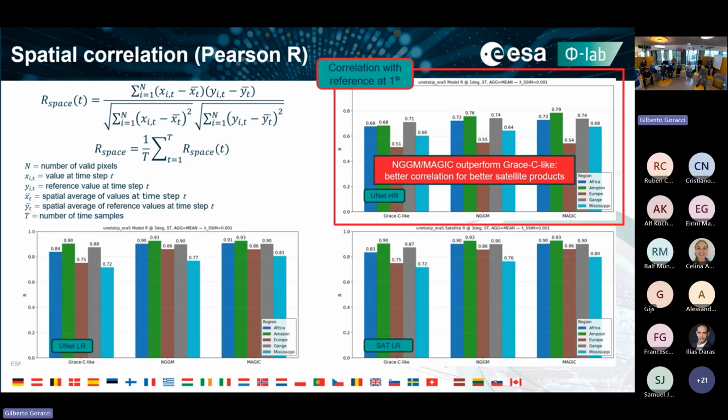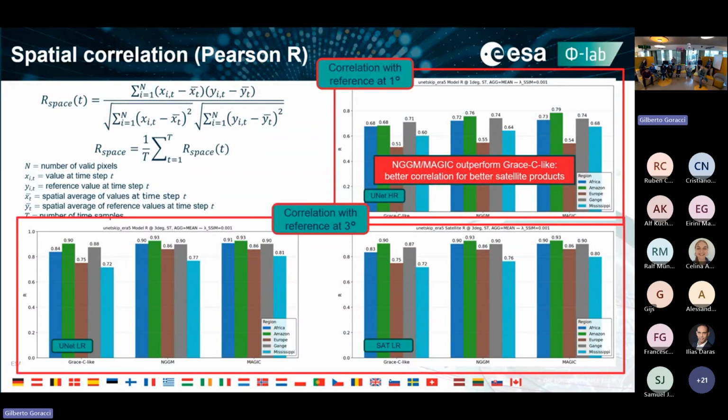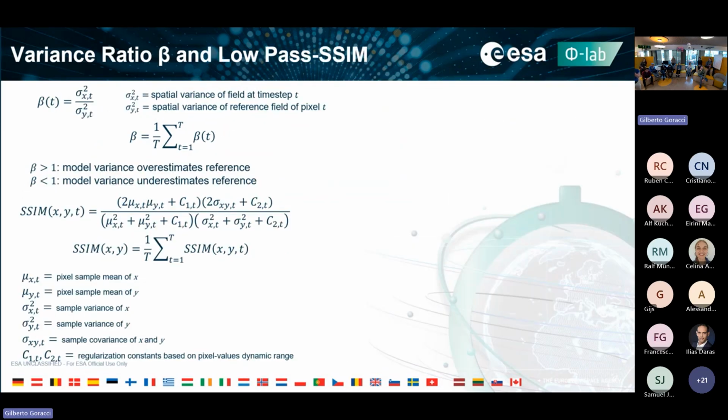Here we can see the correlation between the low resolution output, that means the downscaled product upsampled back to 3 degrees, and the satellite. So this is the correlation with the reference at 3 degrees. What does this mean? That the downscaled product matches the satellite at the coarse scale, so there is no loss of spatial coherence. This is very important because when you try to improve the resolution of a given product, the first thing that you want to avoid is that when you go back to the original resolution, your product is worse than the original. And unfortunately, this doesn't happen in this case.